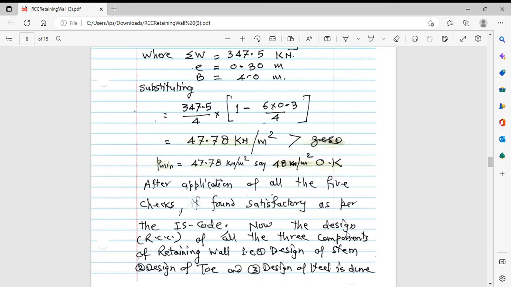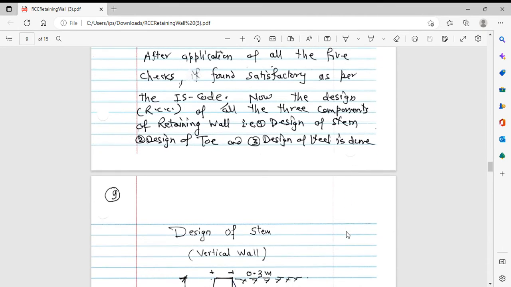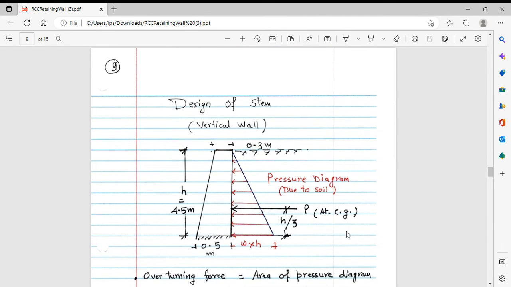So all such checks have been applied so far, and we see that the retaining wall dimensions we decided by considering the width, thickness, etc., pass all the required checks, and our design is safe. After satisfactory application of all five checks, we will go for the design of a cantilever type of retaining wall.